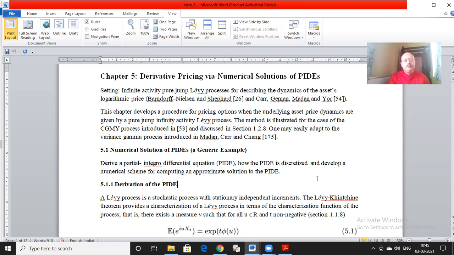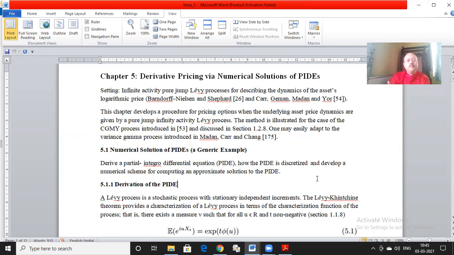So a little bit of recap before we move on to the numerical discussion. What is our setting? The setting is our infinite activity pure jump Levy process. Levy process we have already formally defined earlier in chapter 1. So we will recall some of those. So we are trying to describe the dynamics of the asset's log price, incorporating jumps in the stock price process.